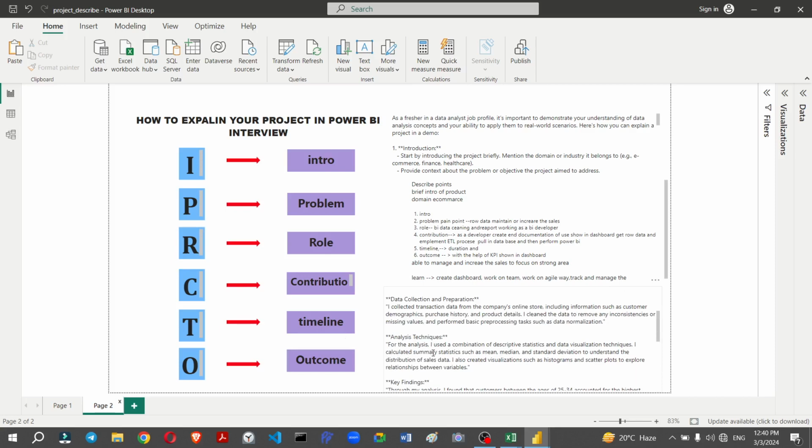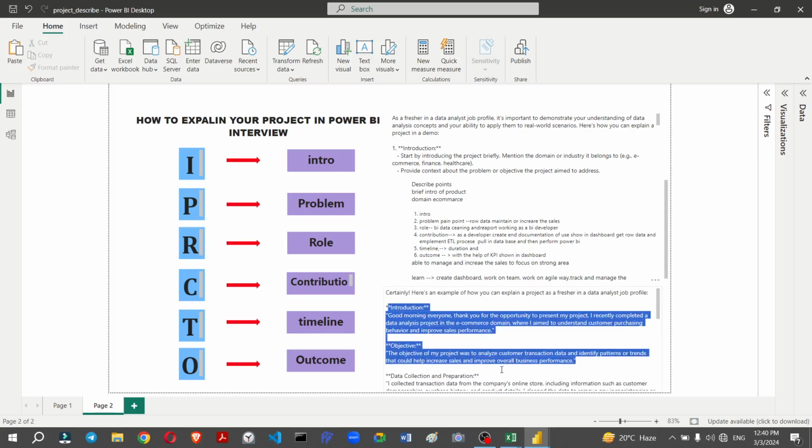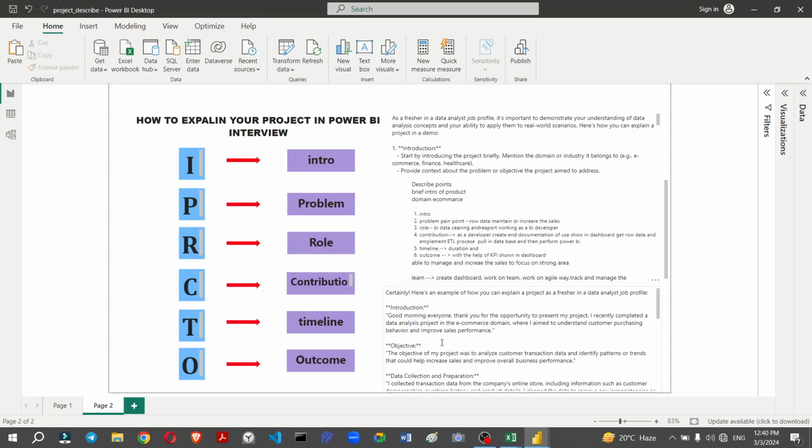I have pasted an example here. I give you a link in the description, so you can format it according to your data and the project you created on your resume. Okay, so now I'll give you some examples.